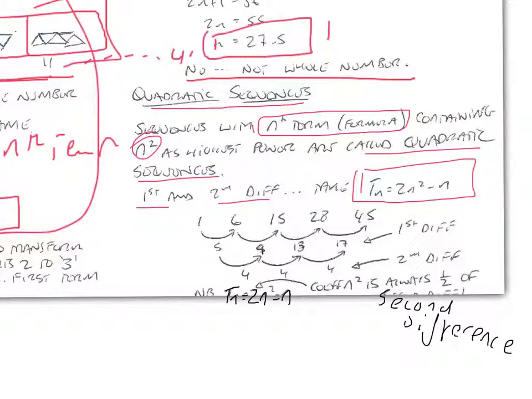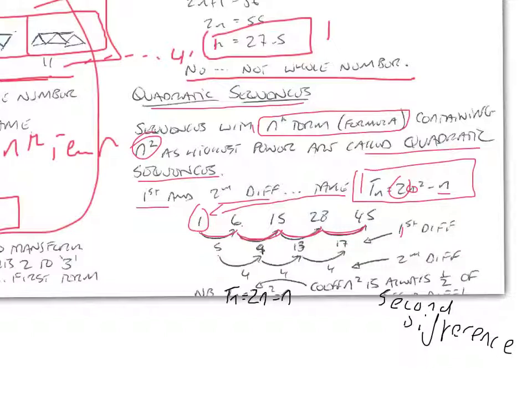So let's generate the sequence. If we let n equal 1, we'll get 1 here. N equal 2, you can put 2 in here: 2 squared is 4, times 2 is 8, minus 2 is 6, and so on. So you can generate the different numbers in the sequence. If we look at the first difference between these numbers, between 1 and 6 is 5, 6 and 15 is 9, then 13, 17.